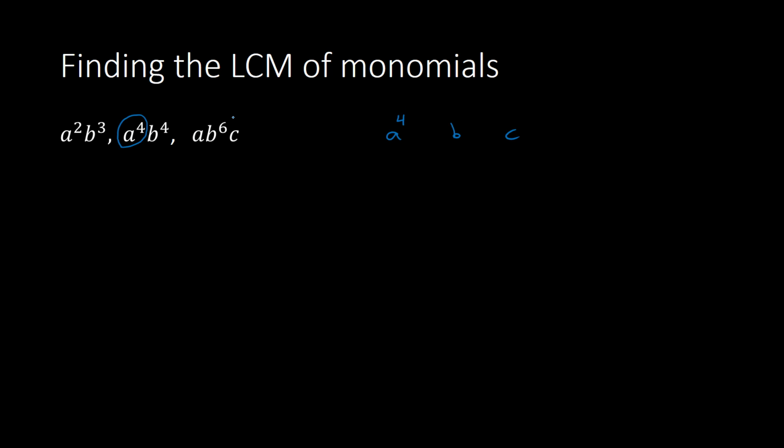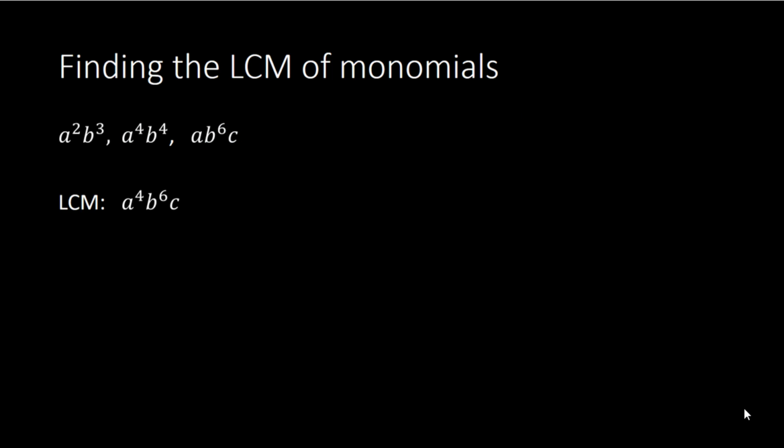Which one has the most B's? Well, this one has the most B's, so we take all 6 of the B's. And the C's, which one has the most C's? That's going to be right here. This one has 1 C, so we just take the 1 C. We put it all together, and we get our solution of a to the 4th, b to the 6th times c.